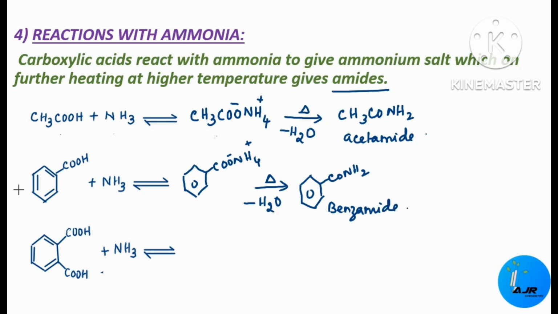Okay, all right. The next one, see, this is phthalic acid. Okay, phthalic acid, how it reacts with ammonia. Okay, here also the same type of reaction, that is an adduct is formed. COONH4 plus minus, here COONH4 plus minus. Okay, now when you are heating this it forms an amide.